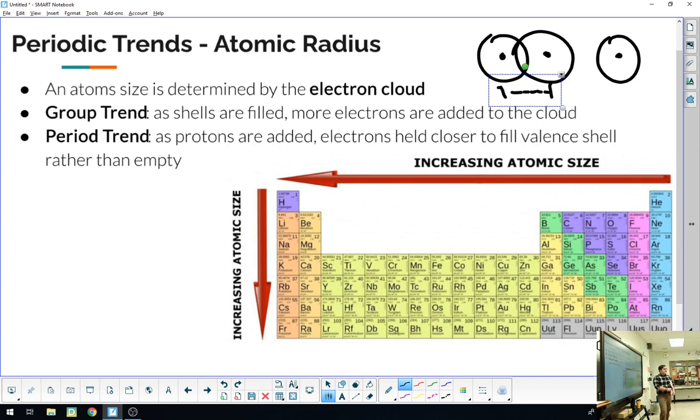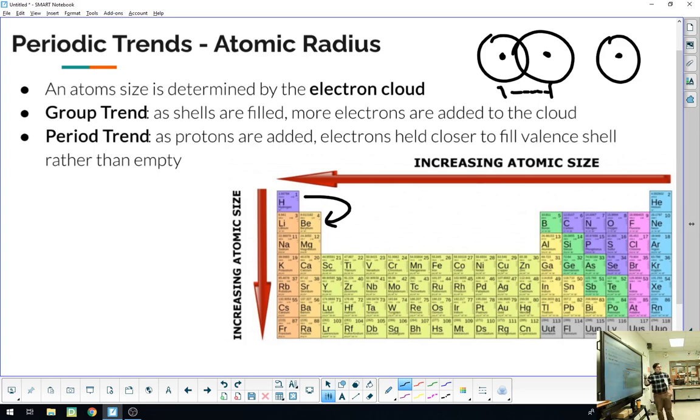Yeah, Hannah. You might have already said this, but when you move to the left, you're losing protons, so how would that increase the size? When you're talking about the period trend, we're talking about across here. So going from here to here, we're increasing the number of protons. It's just getting bigger in general.